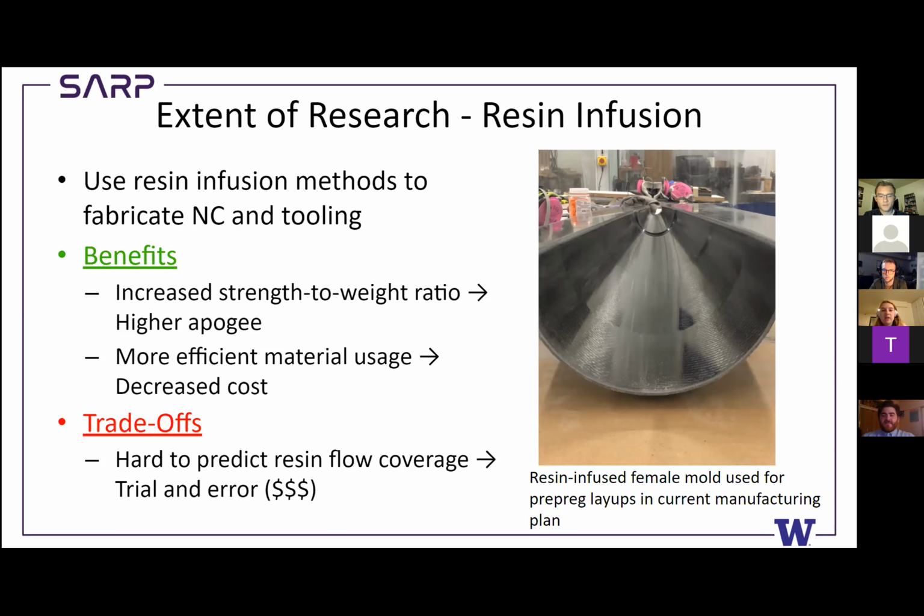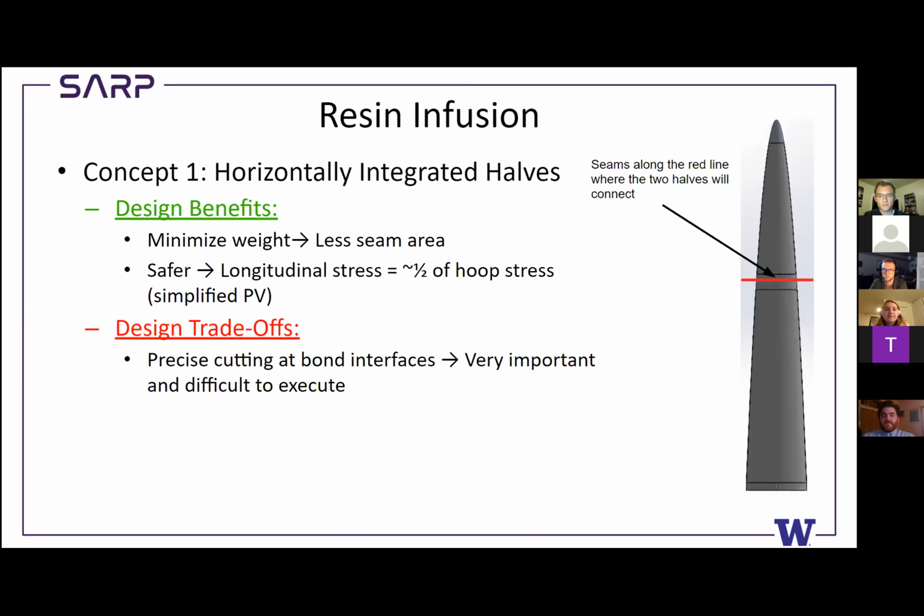Some of the trade-offs though is it's hard to predict the resin flow coverage. And then the trial and error with this does cost money, as the resin, when it flows over the nose cone, can be hard to predict, like where it's going to go and how much it's going to cover the fiberglass and such. And then there's a photo of one of the female molds that we used for our current manufacturing plan. Next slide, please.